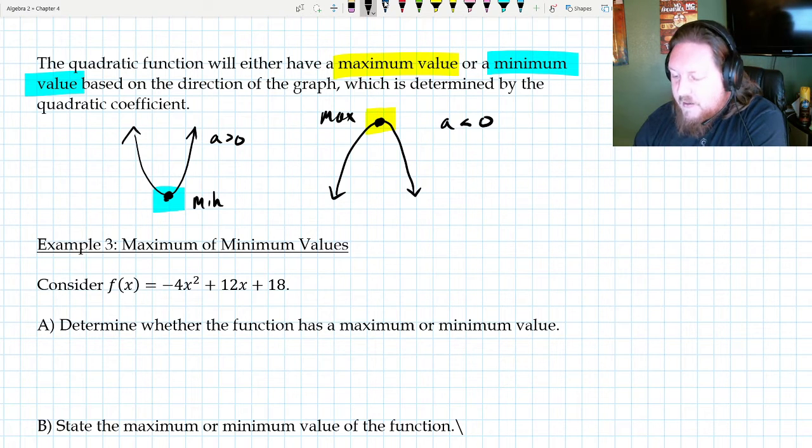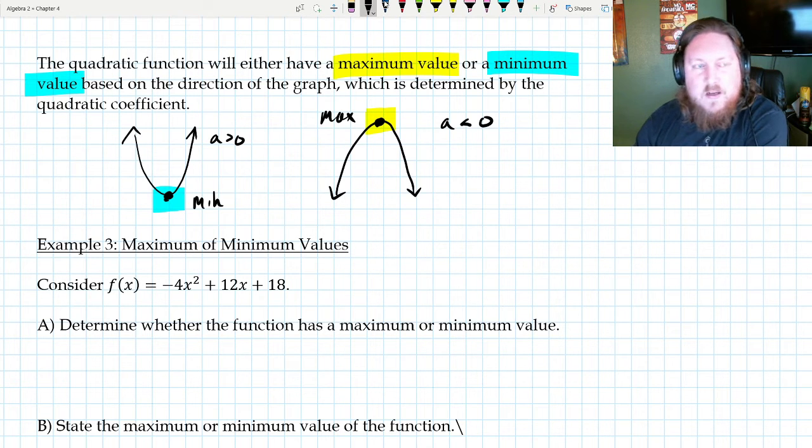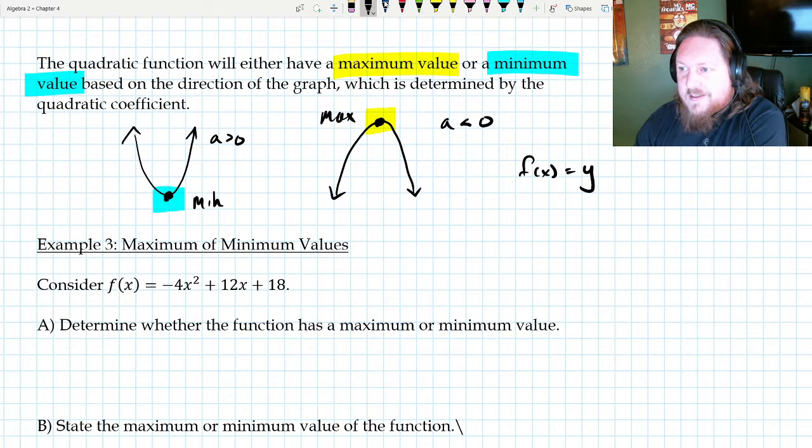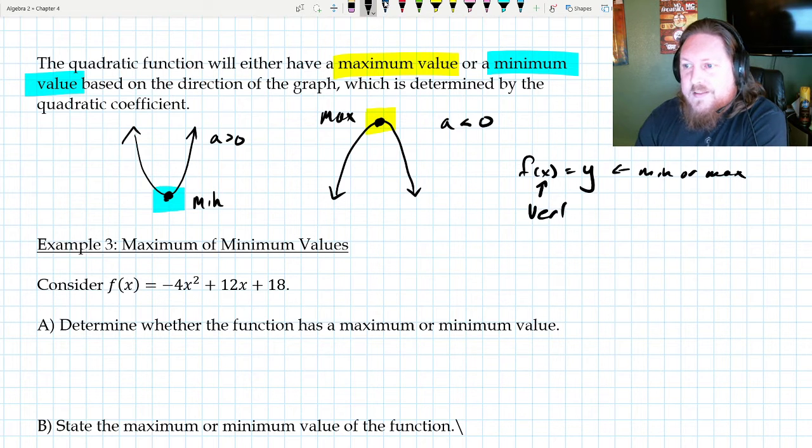Now, what we care about in the min and the max isn't necessarily the x-coordinate, though we use that to find the y-coordinate. So whatever the function is there, whatever its y-coordinate is, that is the min or max. And this x-coordinate that we're using, that's the x-coordinate of the vertex.